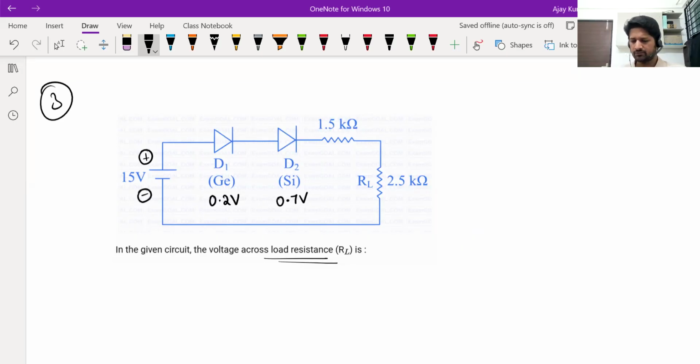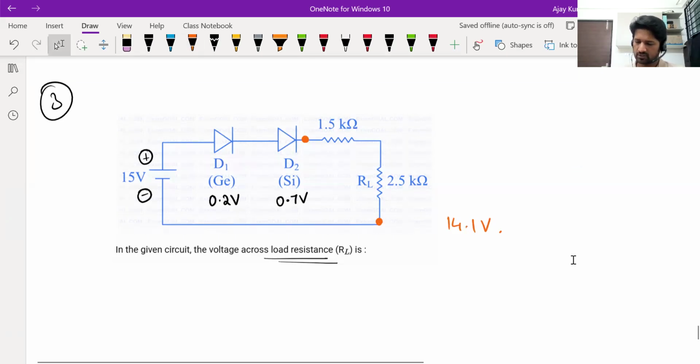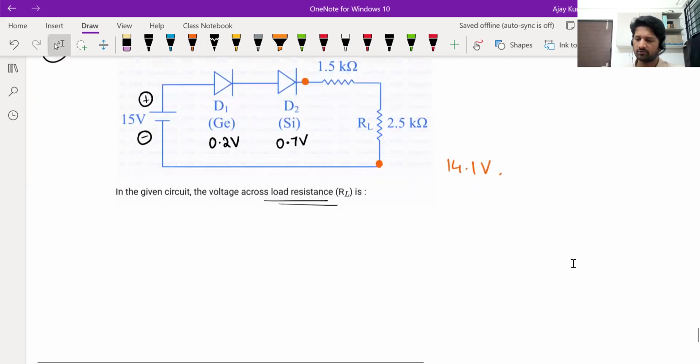Fine. Since the diodes are forward biased, there will be current, and these voltages will appear across the diodes: 0.2 across the germanium diode, 0.7 across the silicon diode. Out of the total 15, if you remove 0.2 and 0.7, you will be left with 14.1 volts. Therefore, the potential difference across the combination of the two resistors is 14.1 volts. Now you need the potential difference across the load resistance of 2.5 kilo ohms.